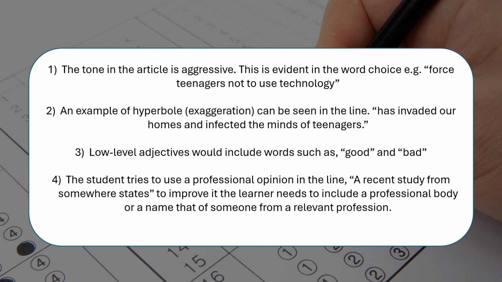Number 4. The student tries to use a professional opinion in the line. A recent study from somewhere states, now in order to improve this, the learner needs to include a professional body, so say Oxford University or something like that, or a name of someone from a relevant position or profession. So for example, you could say Bob Smith from the Education Research Association, not that it exists, has said this. Okay, there's nothing wrong with making up people and also organisations as well, just to show that you appreciate that using professional opinions is going to be an effective thing in your writing.